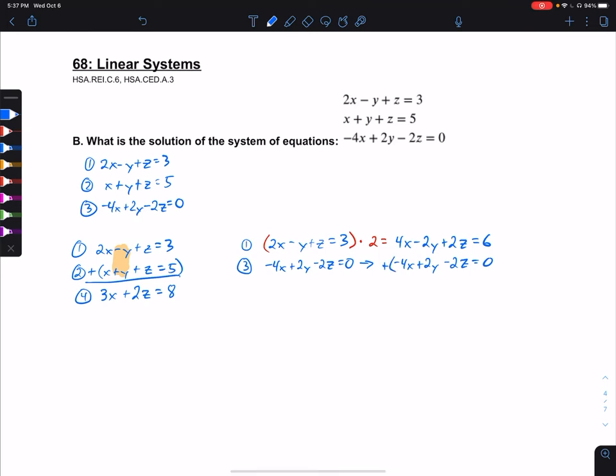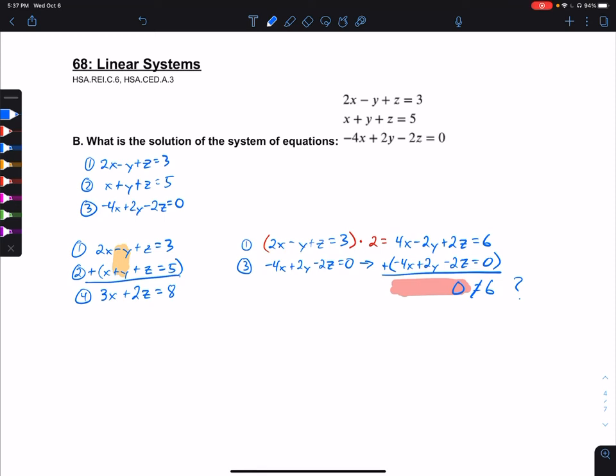And maybe you noticed something already, but maybe you don't. I'm going to add these up. My x's cancel out, my y's cancel out, my z's cancel out, and 6 plus 0 will be 6. So if everything here cancels out, right, they're all opposites, I'm left with a 0. And 0 equals 6. Well, that doesn't really make any sense. So 0 does not equal 6.